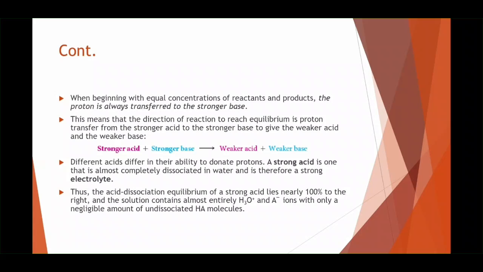Different acids differ in their ability to donate a proton. A strong acid is one that is almost completely dissociated in water and therefore a strong electrolyte. An electrolyte is a solution that can dissociate into its ions. Thus, the acid dissociation equilibrium of a strong acid lies nearly 100% to the right, and the solution contains almost entirely hydronium and A negative ions with only a negligible amount of undissociated HA molecules.